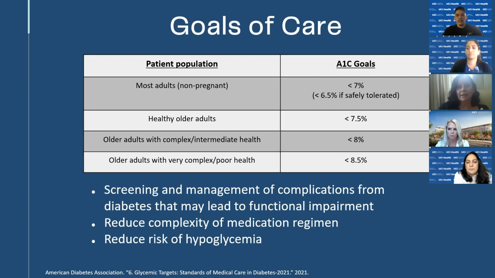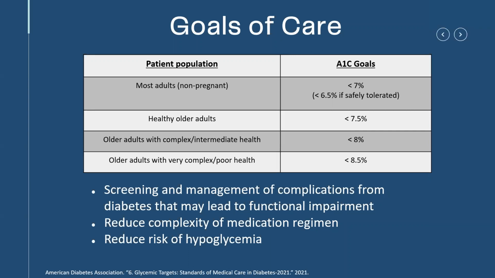We're always trying to reduce medication and regimen complexity. The simpler regimen is always best because patients are much more likely to comply with it, and I think overall results are better. And we always want to reduce the risk of hypoglycemia.